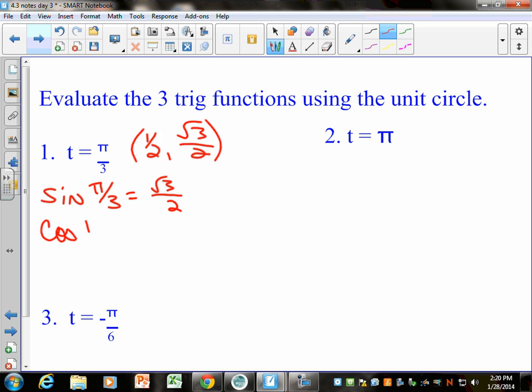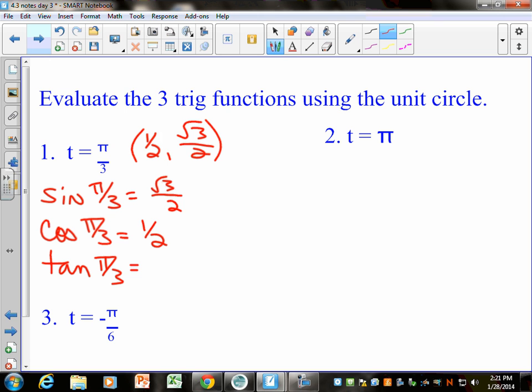And the cosine of pi thirds is the x. And what's the x? 1/2. I just found sine and cosine. And the tangent of pi thirds, a little bit more work.